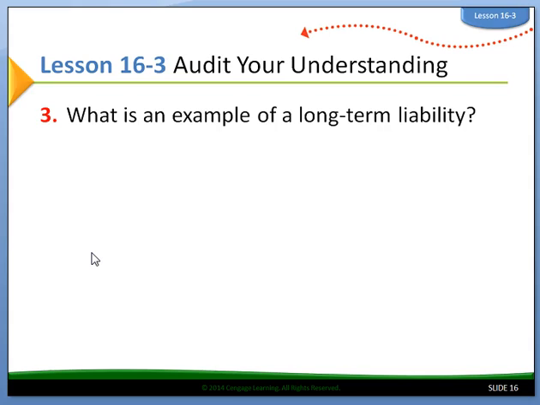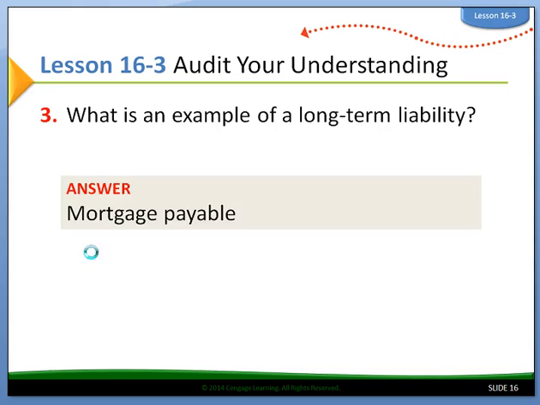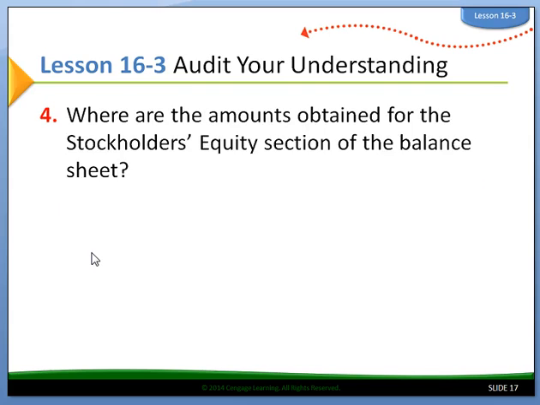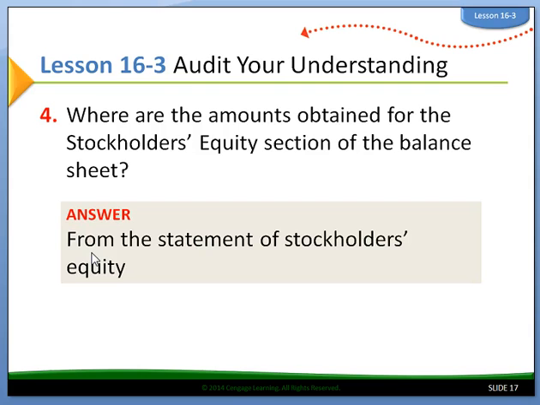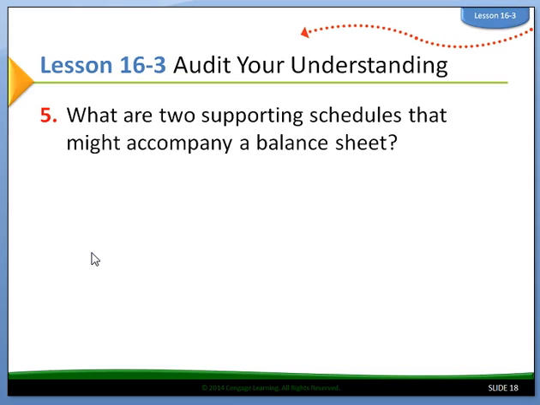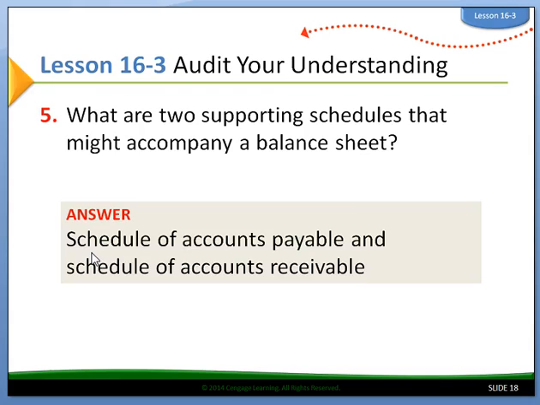What is an example of a long-term liability? Mortgage. Where are the amounts obtained for the stockholders' equity section of the balance sheet? From the statement of stockholders' equity. And then what are two supporting schedules that might accompany a balance sheet? A schedule of accounts payable and a schedule of accounts receivable. And that's it.